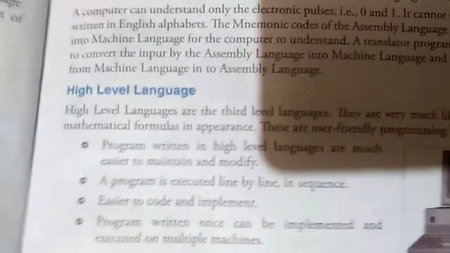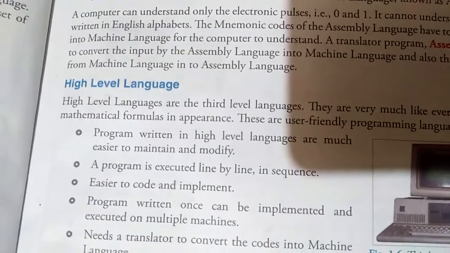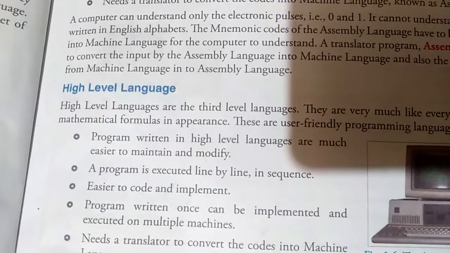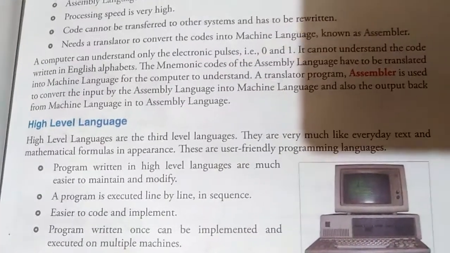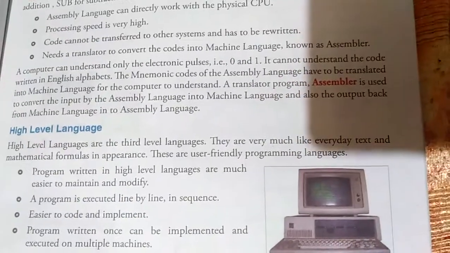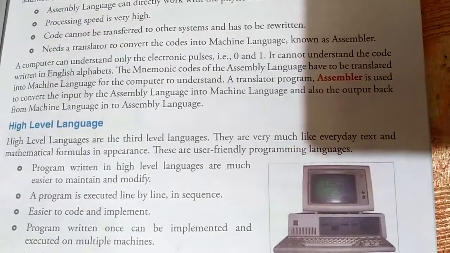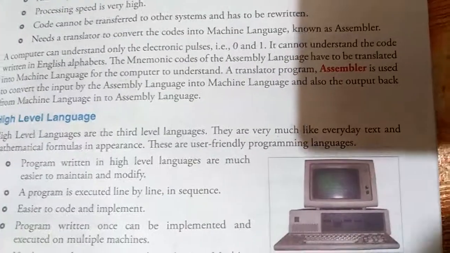High level language. What is high level language? High level language is a third level language. They are very much like everyday text and mathematical formulas in appearance. They are user-friendly programming languages.